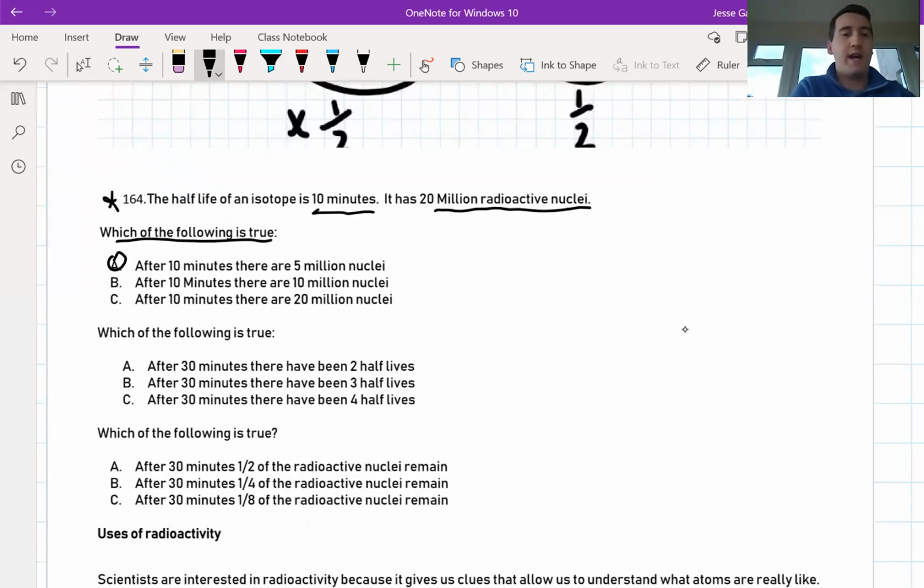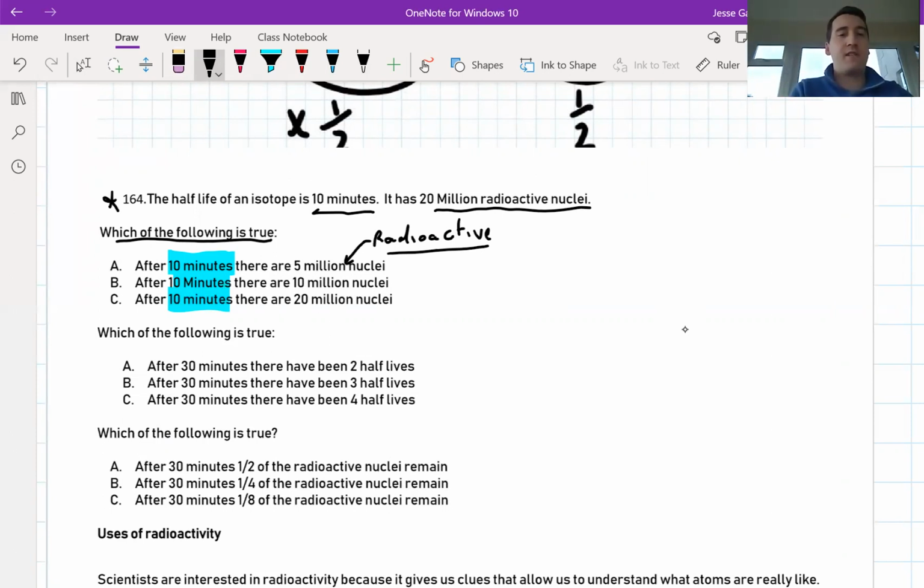You've got 3 options, A, B, and C, and we have to say which one is true. The amount of time they're giving us is 10 minutes. It's saying after 10 minutes, there are 5 million nuclei. After 10 minutes, there are 10 million nuclei, and these should all be radioactive nuclei. Apologies about that. Or after 10 minutes, there are 20 million radioactive nuclei. Which one makes sense?